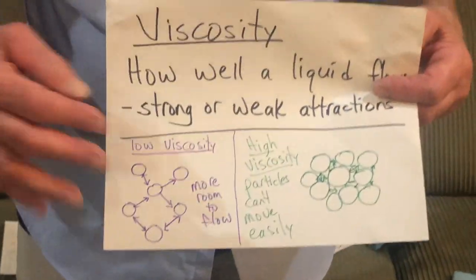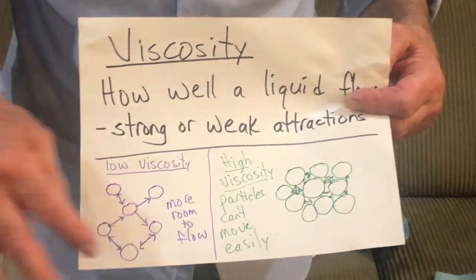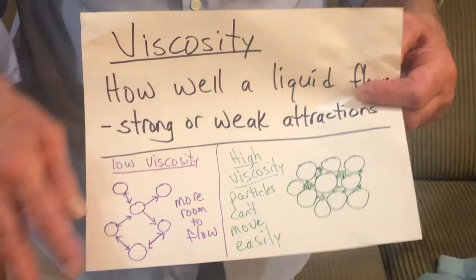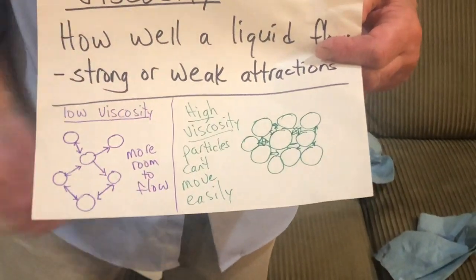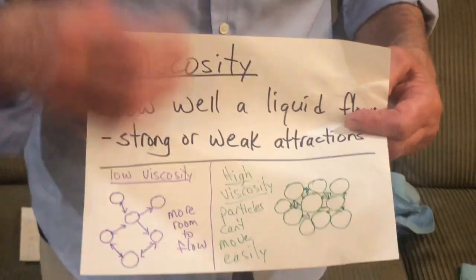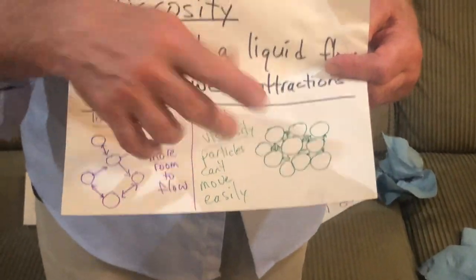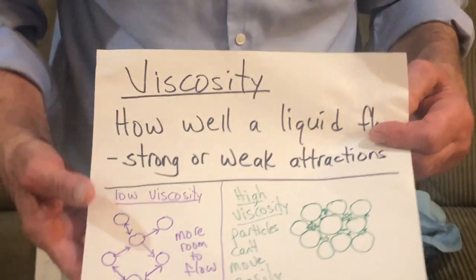It's really how much it resists flow. Something with low viscosity has more room between the molecules and they can move around and flow more. Water would be an example of low viscosity. High viscosity is thicker, the particles are closer together, they're more attracted, probably like maple syrup. So you would have a low and a high viscosity.